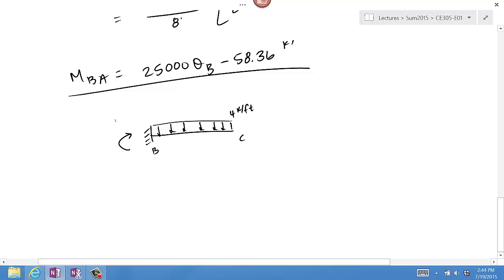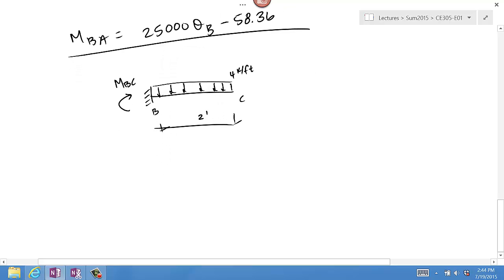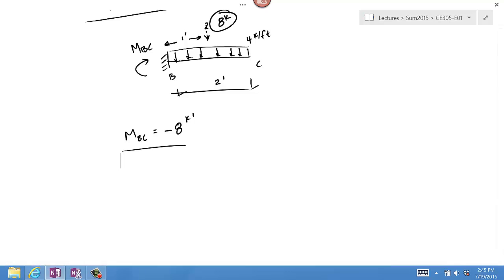I'm going to define my moment MBC, just to be consistent, as a clockwise moment. This dimension here is 2 feet. So as you all know, we can calculate the resultant here as 4 times 2. This is equal to 8 kips. That's my resultant, and that acts at 1 foot from the fixed end. So solving for MBC, I get MBC is equal to negative 8 times 1, or minus 8 kip feet. Again, negative 8 clockwise.